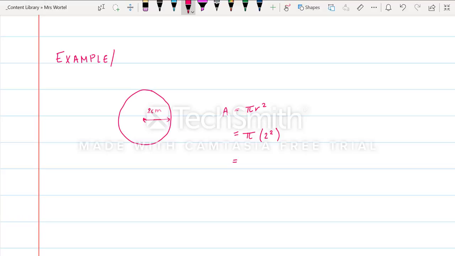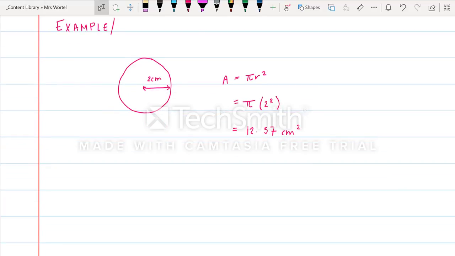So that gives us 12.57. And our units are centimeters squared. So it's an area, so we always do units squared, whatever our original units were, and we square them.